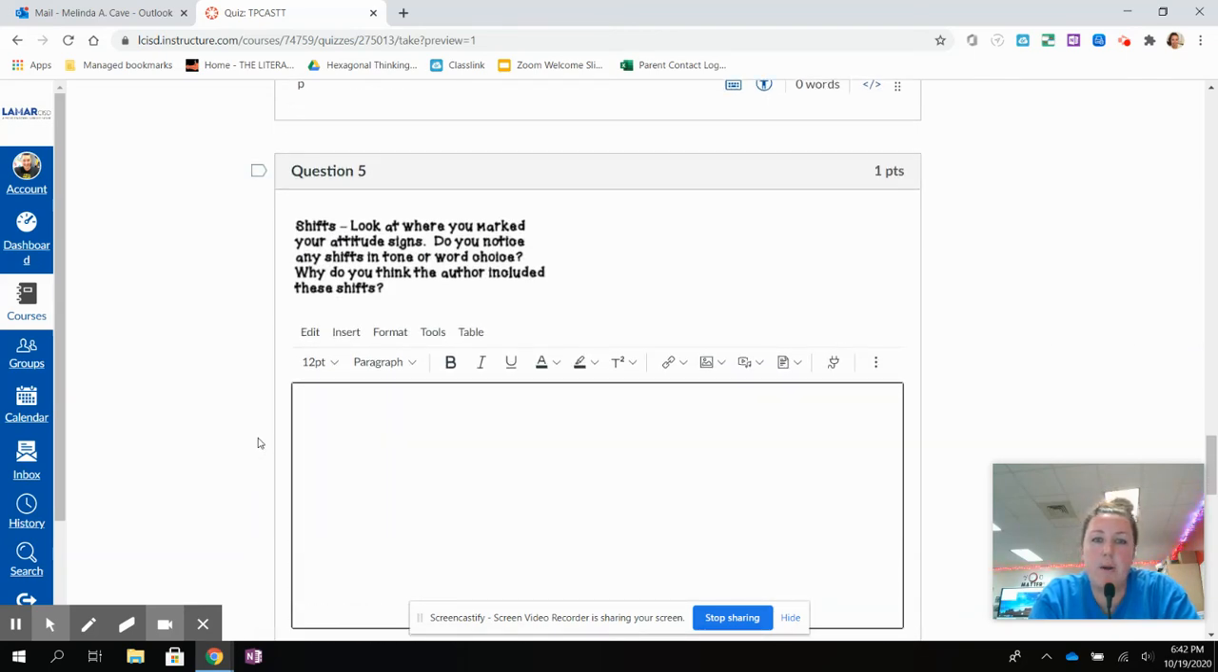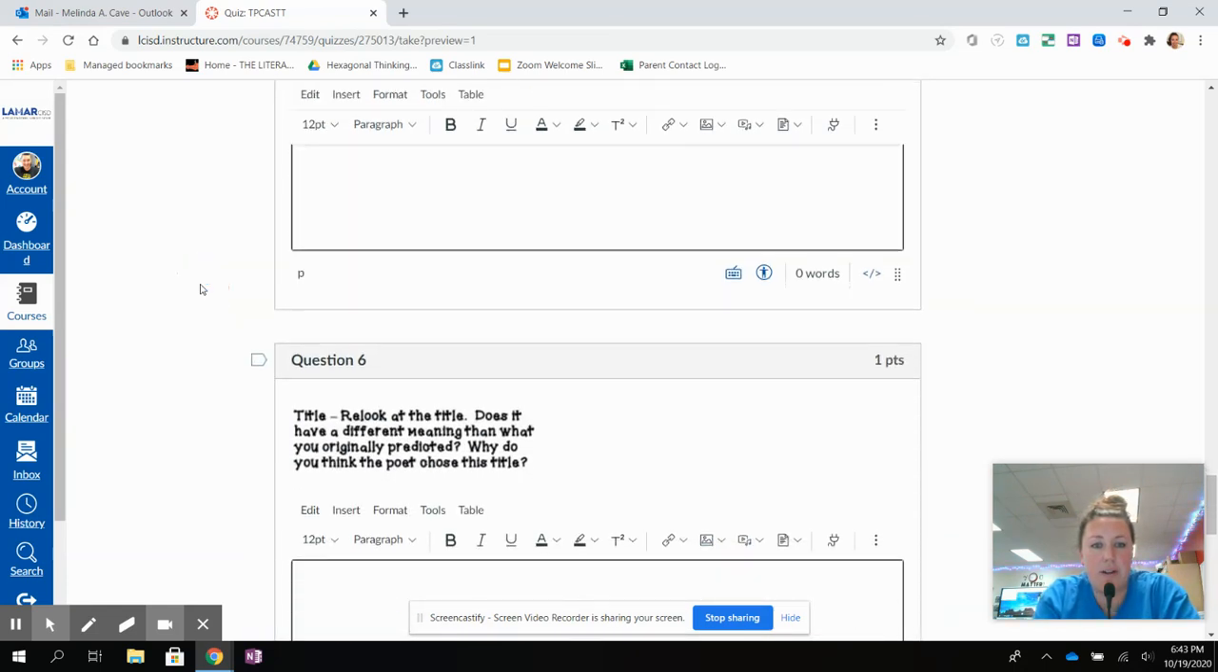Next thing is shifts. We're going to look at where we marked our attitude signs, and did we notice any shifts in tone or word choice? Did it go from negative, negative, negative to positive? Did it switch in any way? And maybe there were no shifts. Some poems don't have a shift, many do. So do we notice a shift? And by marking the poet's attitude, it's easier to see the shifts. And we're going to try to identify them. And then why do we think the author included these shifts? Were they just changing the storyline? What's going on in those?